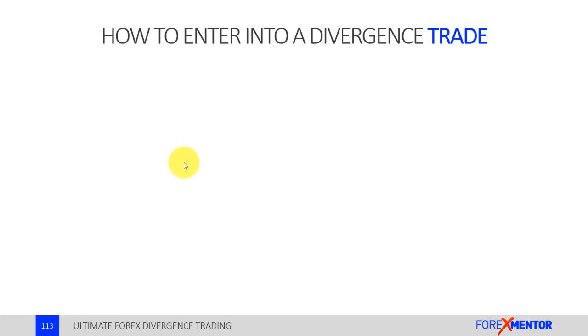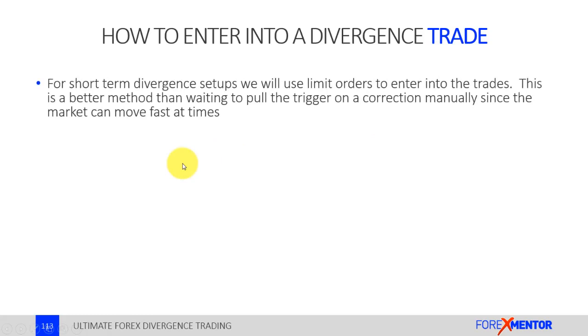Now, for short-term divergence setups, we like to use limit orders to enter into the trades. This is better than waiting to pull the trigger on a correction manually, since the market can move really quickly at times, and that can cause you to miss trades. Plus, using a limit order takes the thought out of the process. You've seen the qualified setup, place your order, let it go.